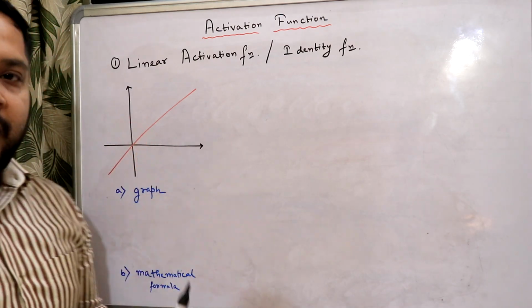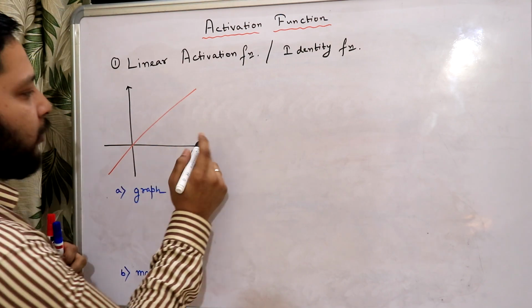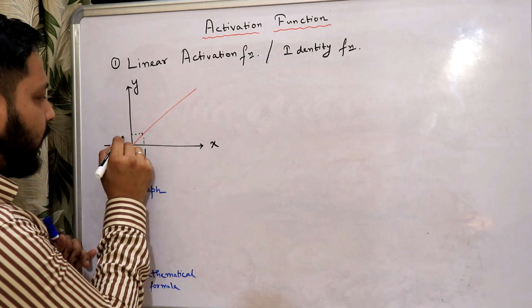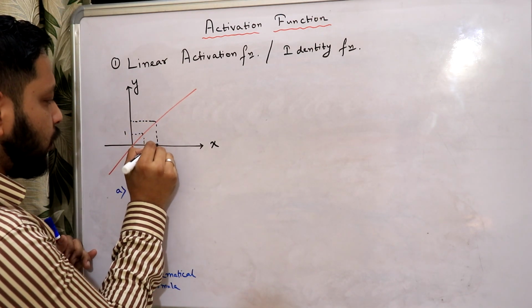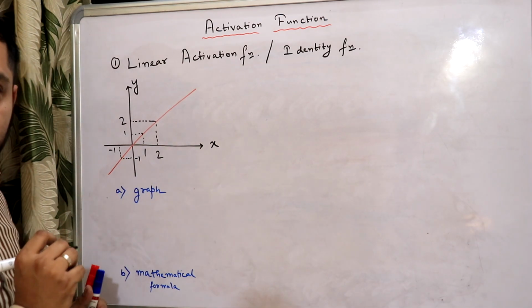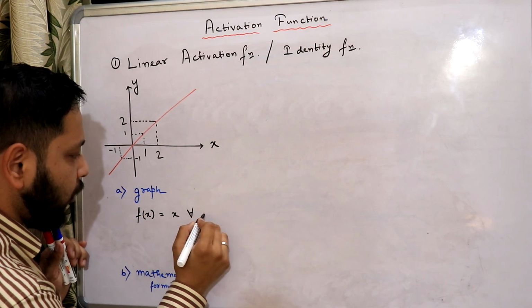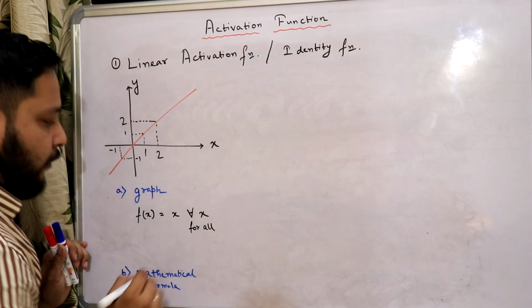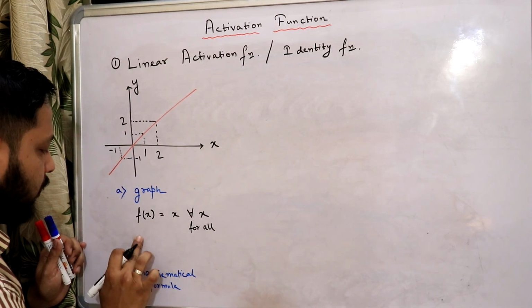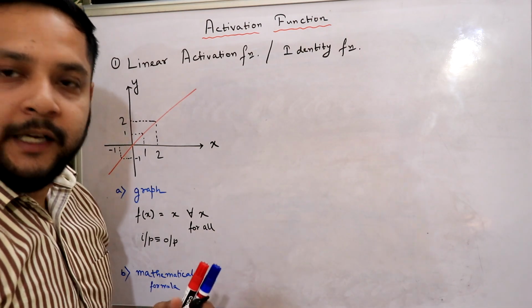First of all, I will explain the linear activation function. This is also called the identity function. Here is the mathematical graph. For all values of x, we get similar values of y. When x is 1, y is 1. When x is 2, y is also 2. When x is minus 1, y is also minus 1. So the formula is f(x) = x for all values of x. That is why it is called the identity function, because input is equivalent to output.